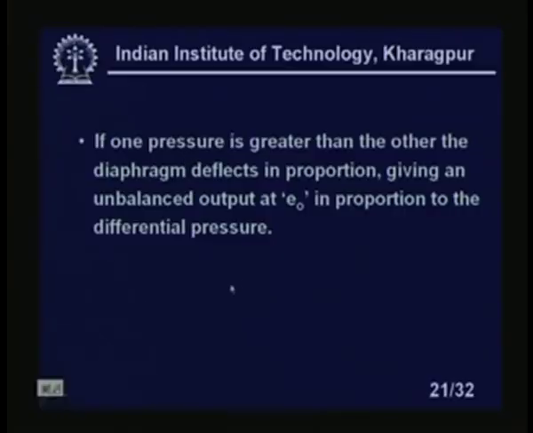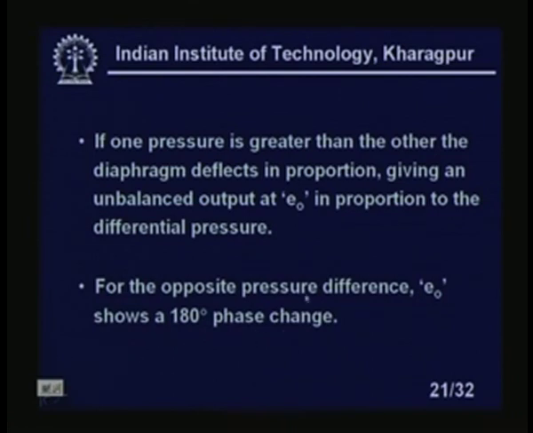If one pressure is greater than the other, obviously the diaphragm deflects in proportion, giving an unbalanced output at E naught in proportion to the differential pressure, quite obviously. For the opposite pressure difference, E naught shows a 180 degree phase difference.